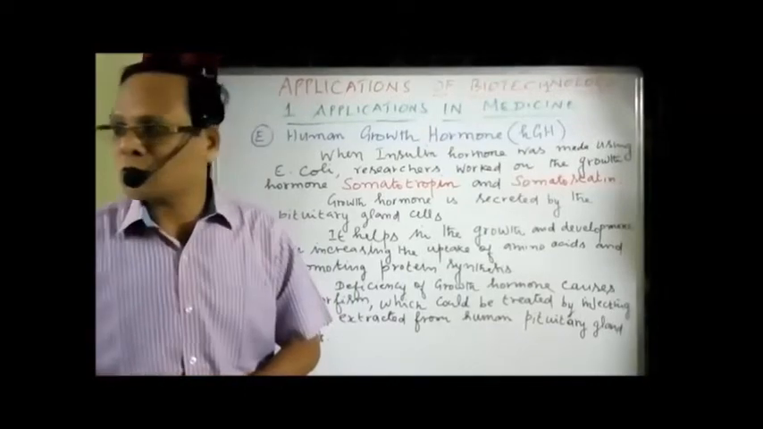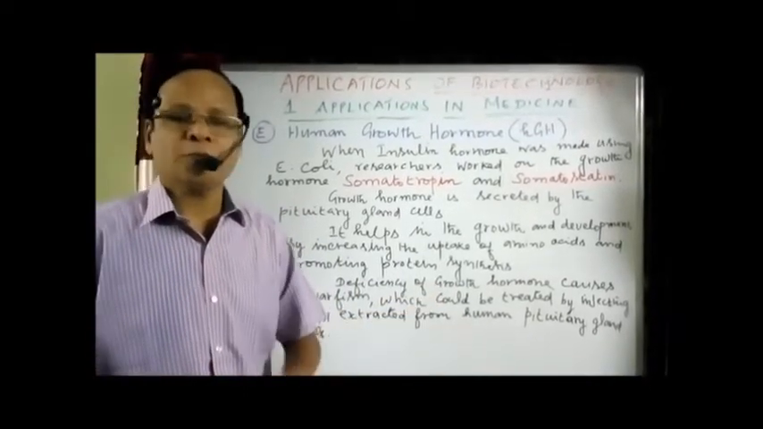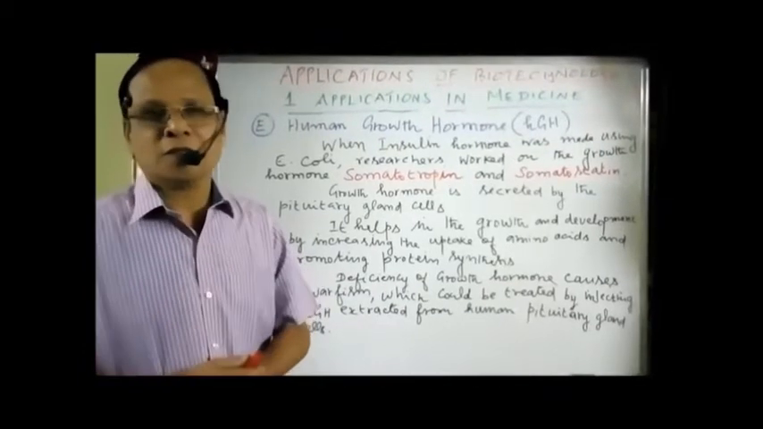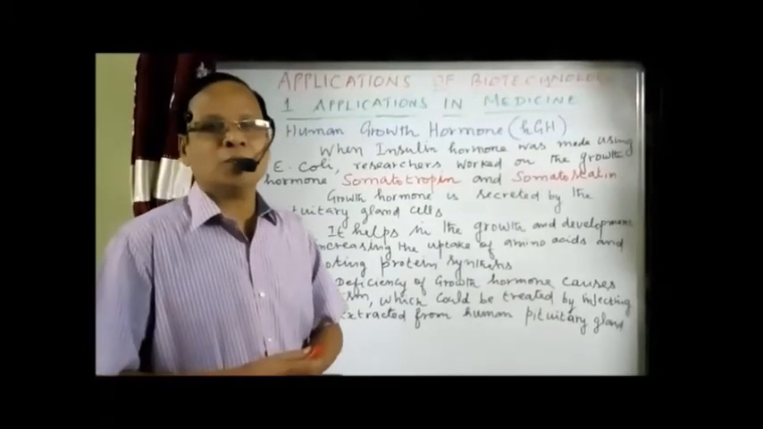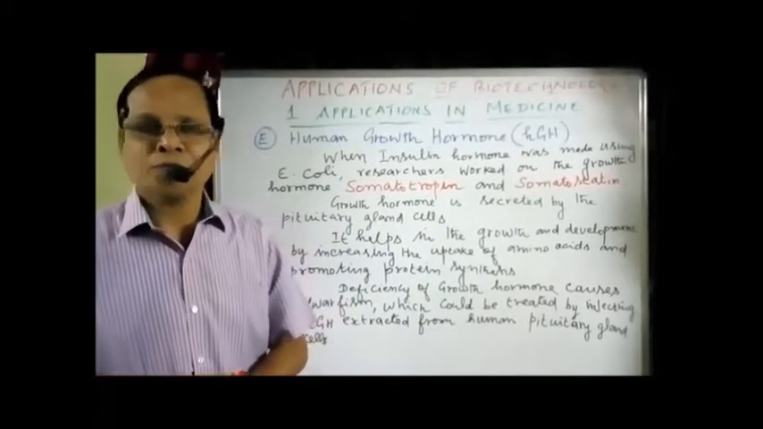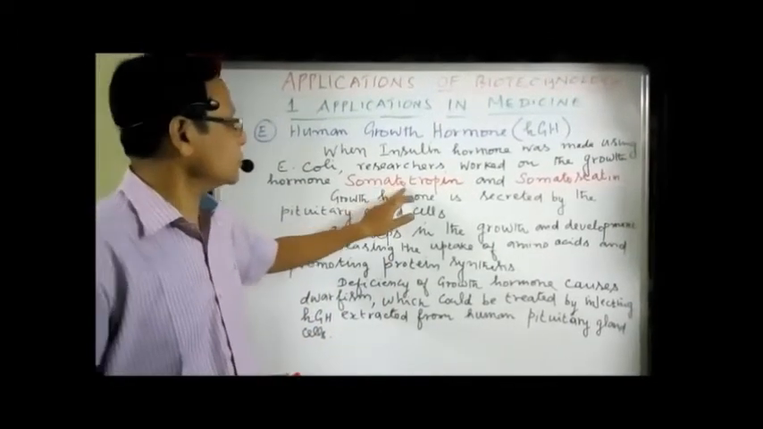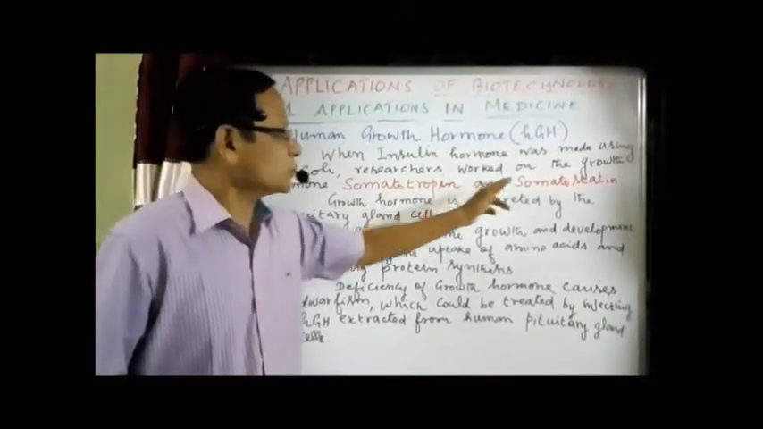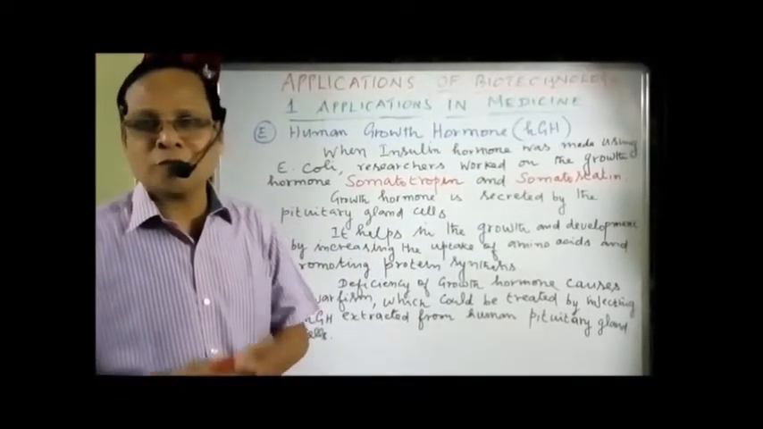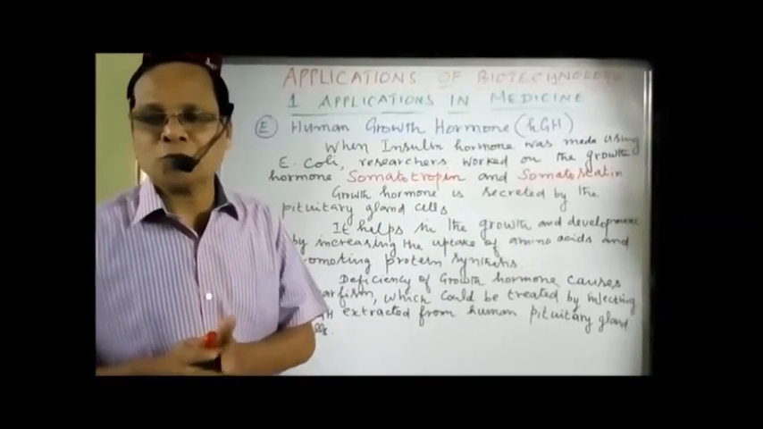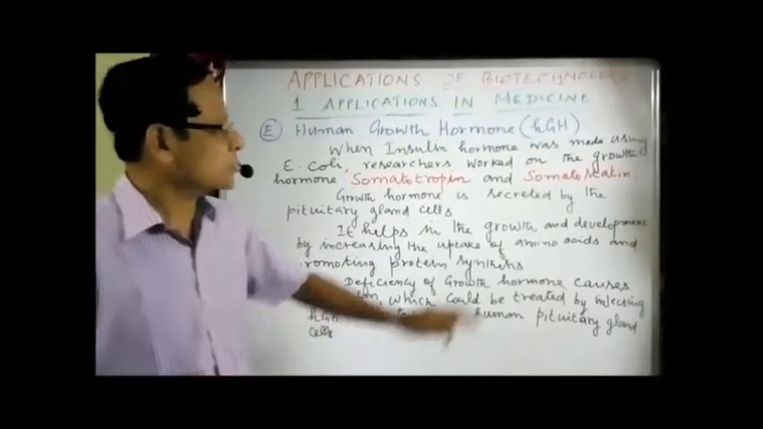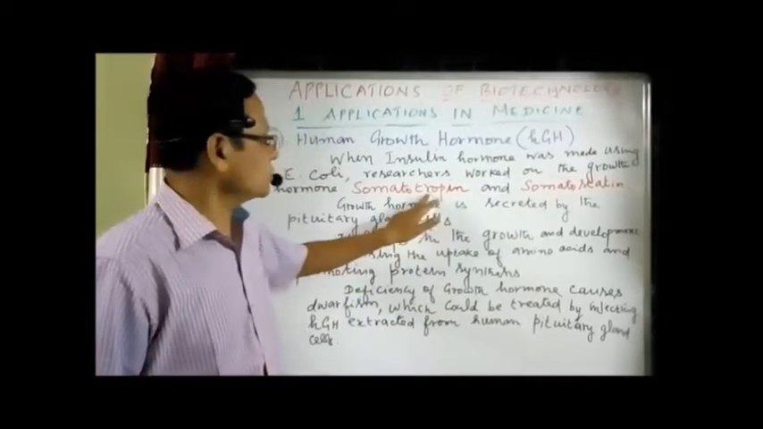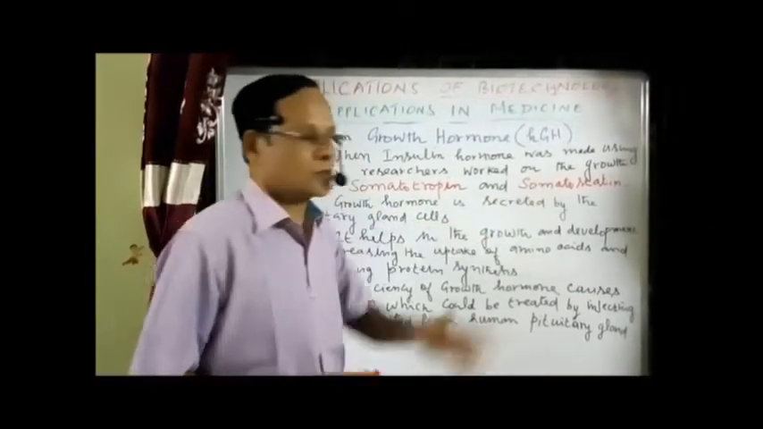When insulin was made by different people using E. coli, another set of researchers concentrated on the production of growth hormone in the form of somatotropin and somatostatin. What is the difference between these two? Somatotropin induces and promotes growth, and somatostatin inhibits growth.